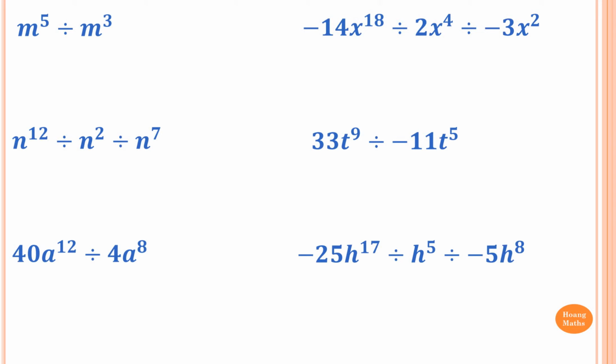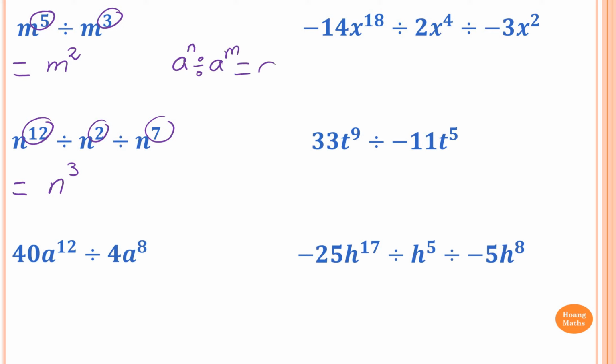So the first one is just equal to 5 minus 3, so m to the power of 2. Second one, so 12 minus 2, which is 10. 10 minus 7 is 3, so n to the power of 3. So don't forget, the rule is a to the power of n divided by a to the power of m is the same as a to the power of n minus m. Just keep that in mind, okay?